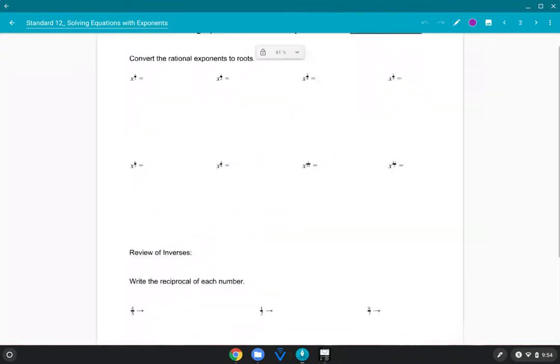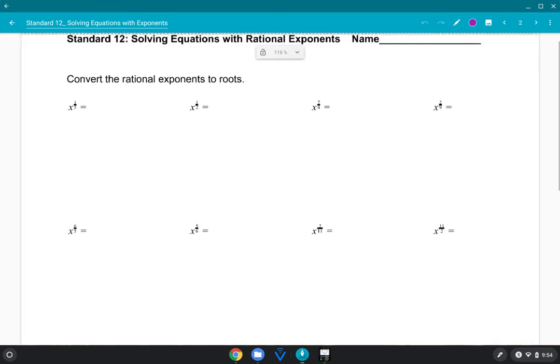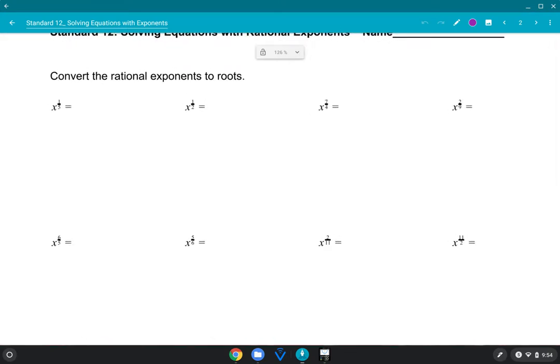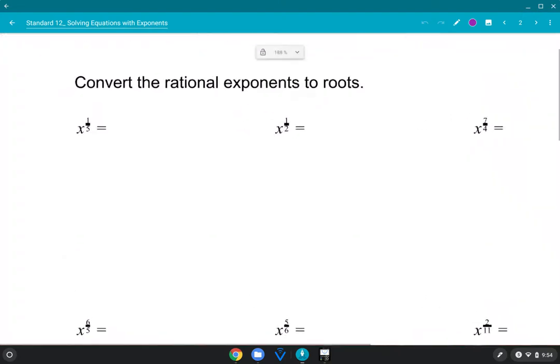What is next? Now we're going to go backwards, you guys. So this has a rational expression, and we're going to write it as a root. So remember, the number on the bottom of the fraction is a root, and the top is your power. So we have a power of 1, and then a root of 5. So that's how we're going to write this. We have a power of 1 and a root of 2.